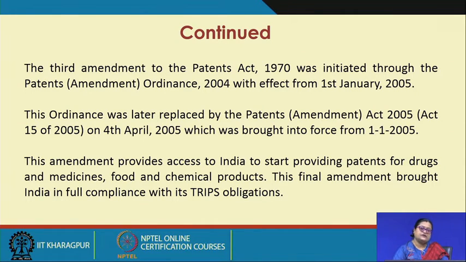So, what we see for India is that initially patents for plants and some foods and medicines were not allowed, but because TRIPS required it, slowly, step by step, amendments brought in these provisions. This amendment provides access to India to start providing patents for drugs and medicines, foods and chemical products. This final amendment brought India in full compliance with its TRIPS obligations. So, through this process, India got slowly aligned with the TRIPS requirements through three different amendments. Initially, patents for some medicines, foods and plants were not allowed, but gradually, to get aligned with TRIPS, these provisions were brought in, and finally after the third amendment it got totally aligned with the TRIPS obligations.